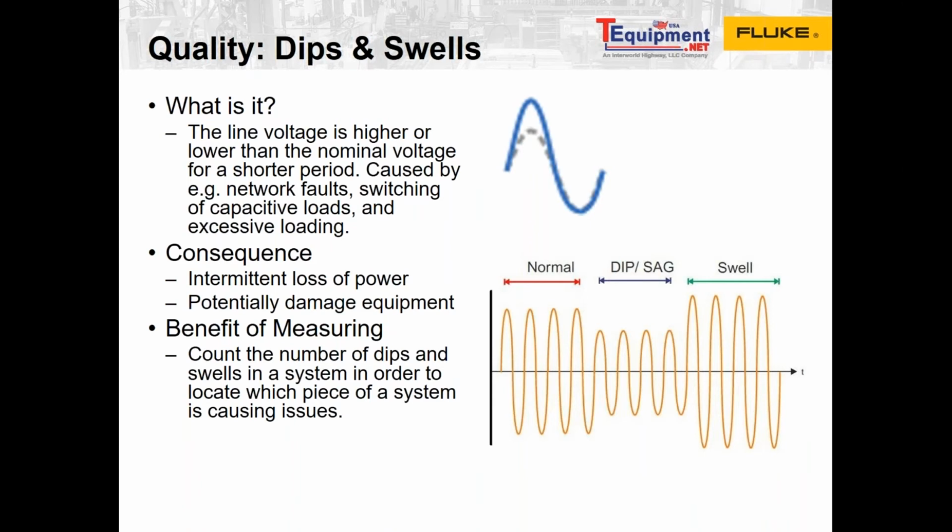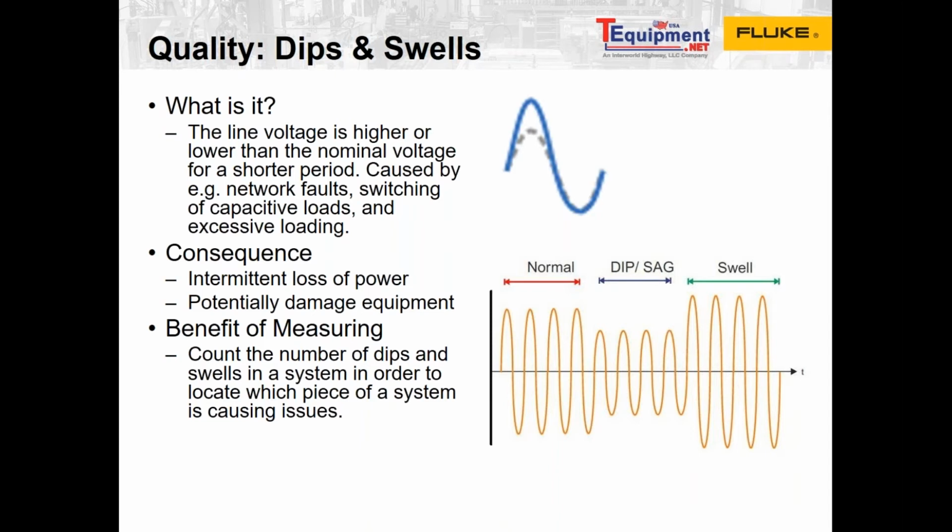The other quality issue that can happen are dips and swells, and we kind of briefly covered it earlier. What they are is when the line voltage is higher or lower than the nominal voltage for a short period of time. According to the standards, which are built into the Fluke tools, they'll tell you when you have exceeded this higher or lower limit over that period of time, so that you don't need to think about it. You just hook up the tool and press go.